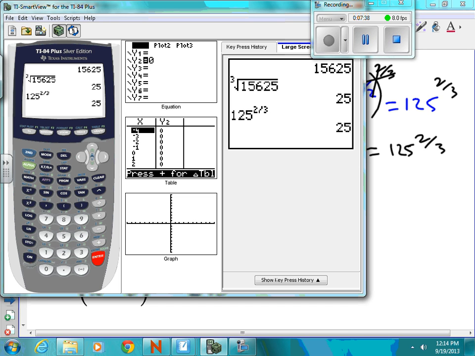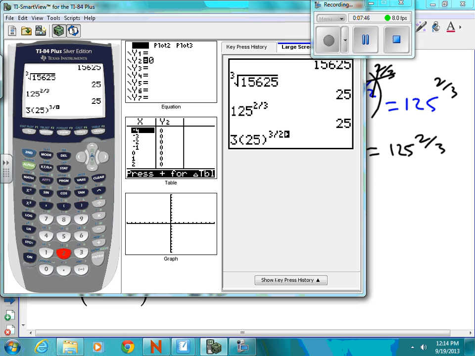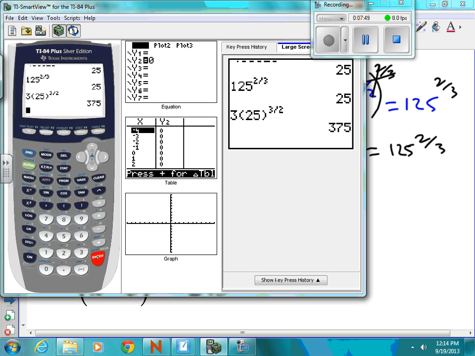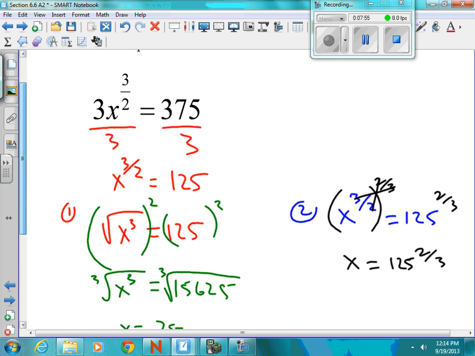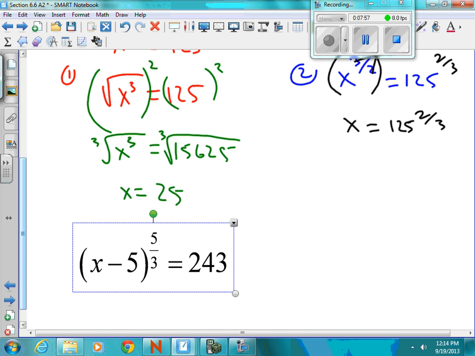Okay? Now to check it, plug it back into the original equation. This is our check now. 3 times 25 to the 3/2 is 375. That's what we wanted for our original equation. Okay, so it does check by plugging it back in.